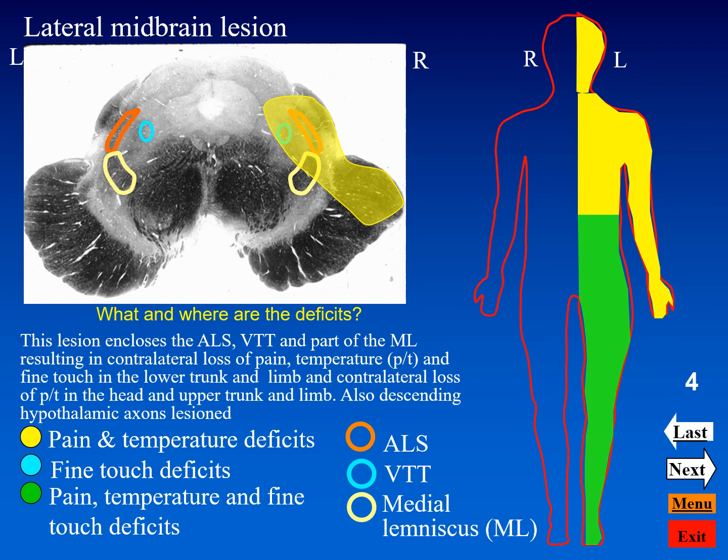There are also some descending hypothalamic fibers in the vicinity of the spinothalamic tract, so that this could result in a patient having some autonomic deficits because of those fibers being lesioned.